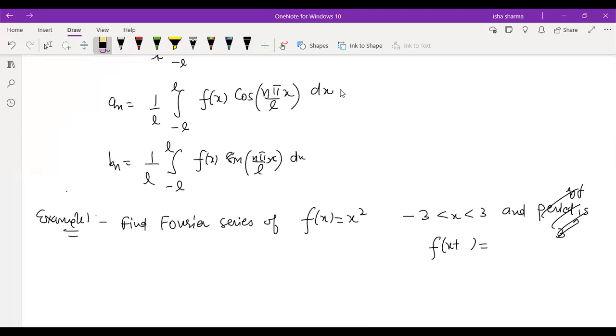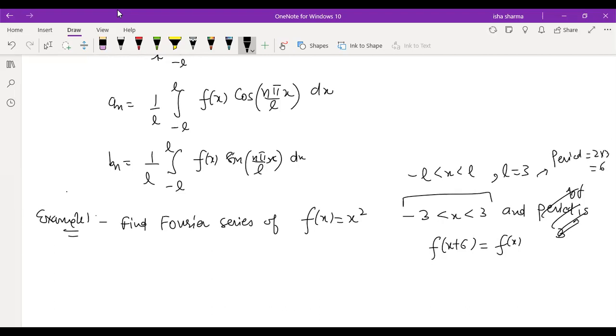not 3 actually, the period is 6, because of the length of the interval. It's like minus pi to pi, where the period was 2 pi, so for minus 3 to 3 the period is 2 into 3, which is 6. You have to identify your L accordingly. So this is like minus L to L, so your L is turning out to be 3, so the period is 2 times 3, which is 6. Whatever the length of the interval is, that is going to be the period of the function. So the period is 2 times that.